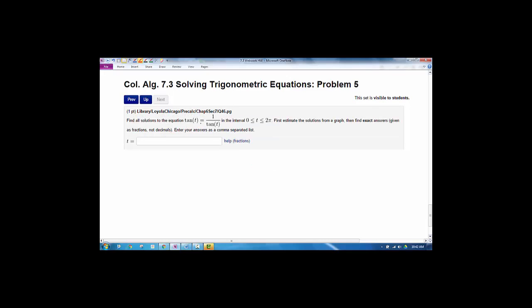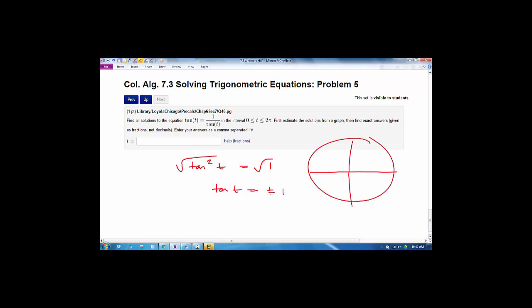All right, and the last problem says find all the solutions to this equation right here in the interval from 0 to 2 pi. So I'm going to multiply both sides by the tangent, in which case I get the tangent squared of t equals 1. And now I'm going to square root both sides, so I get the tangent of t equals plus or minus 1.